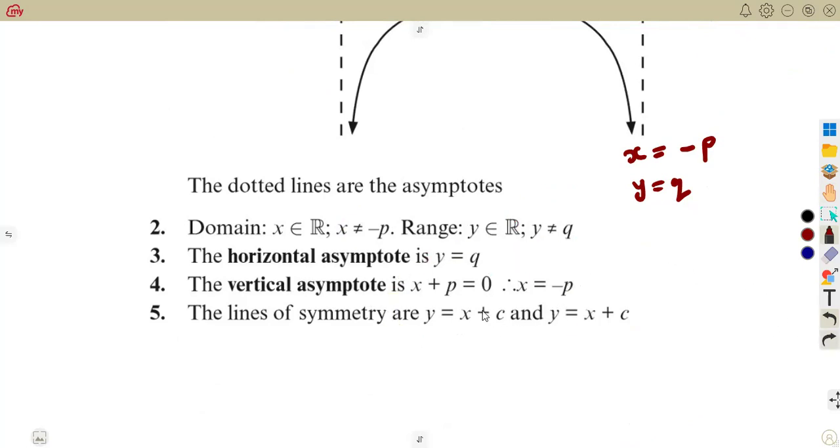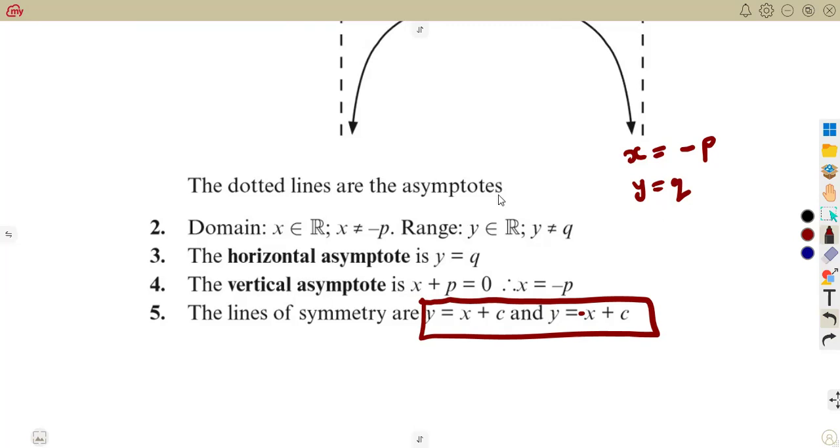I explained about this. This is the same way that I was saying. For the lines of symmetry, we are going to use this one. So as you can see here, they are using y is equal to x plus c and y is equal to minus x plus c. So it depends on your understanding. You can use k, you can use c, any letter of your choice. All right, so guys, that one, do not worry about that.